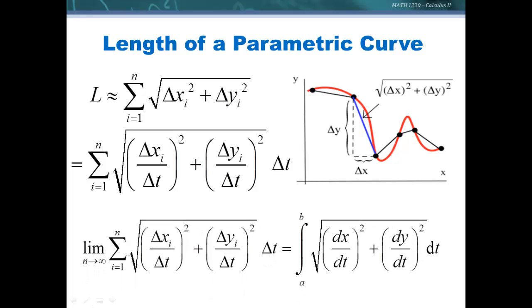We're going to take the limit as the number of these little line segments approaches infinity, and so that will equal the definition of our integral here. So we're going to integrate from our little a to b, where a and b were actually our values of our parameters, so t equals a and t equals b. And then we have the square root of dx dt squared plus dy dt squared, integrating that with respect to t, and we would have the length of this parametric curve.